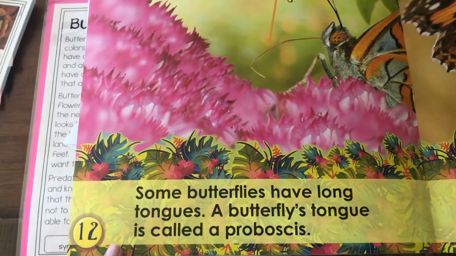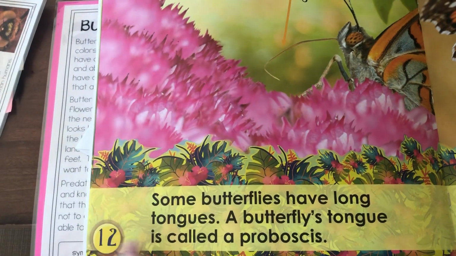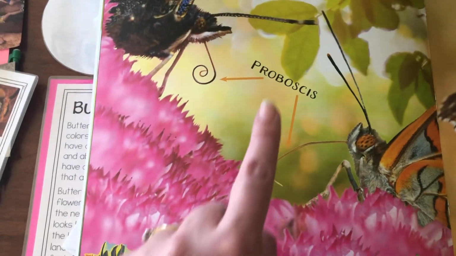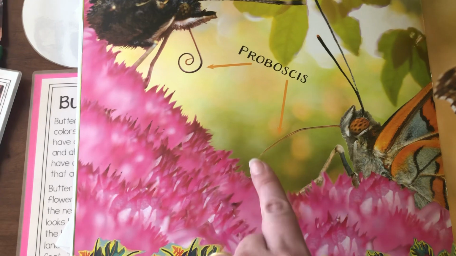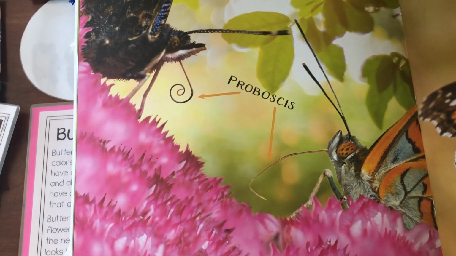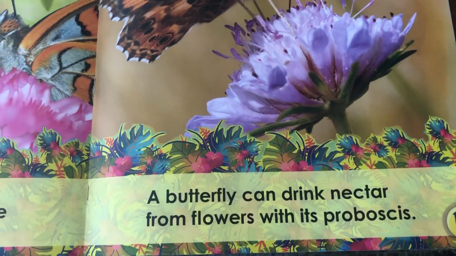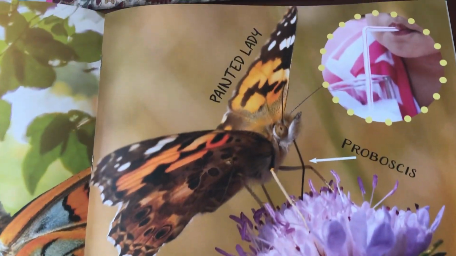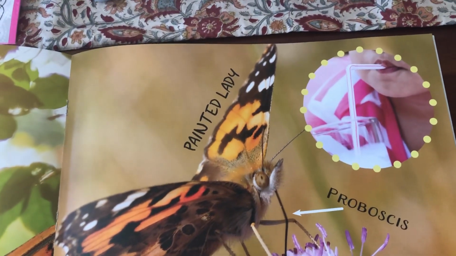Some butterflies have long tongues. A butterfly's tongue is called a proboscis. That's an interesting vocabulary word we're going to talk about. And here it labels the proboscis. So look, that's a great picture of the long tongue. I wonder what they use that for. What do you think? Yeah, probably to get that nectar and pollen out of those flowers. That's what I'm thinking. A butterfly can drink nectar from flowers with its proboscis. So we were right. And there he is, using his proboscis to get the nectar, kind of like you use a straw when you drink.